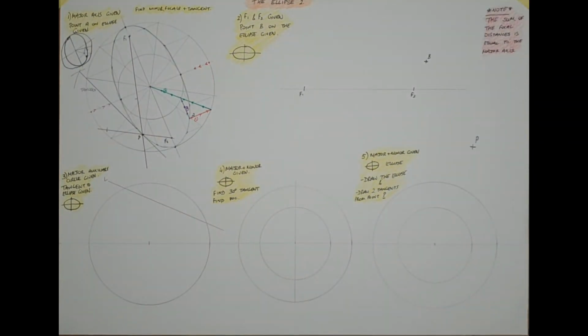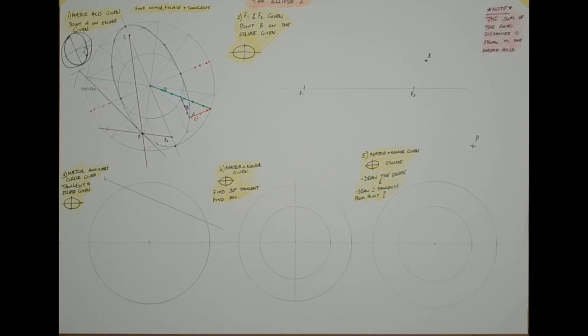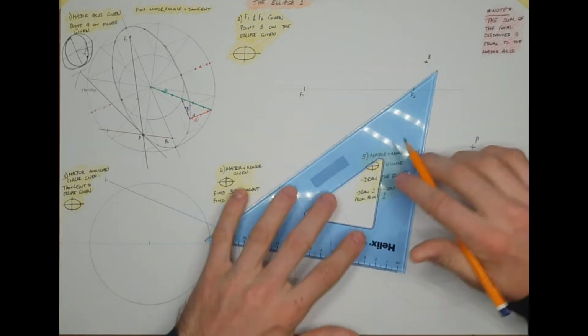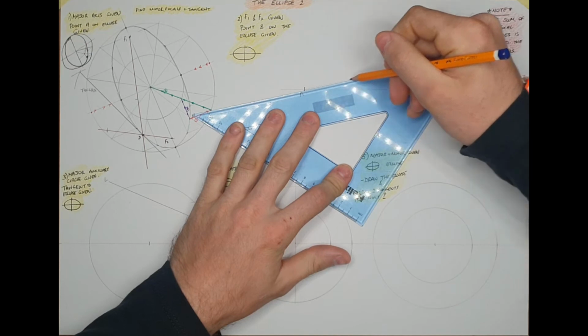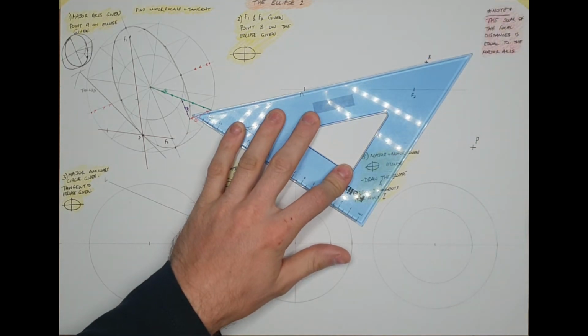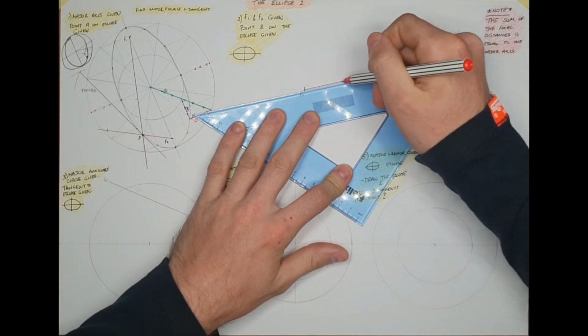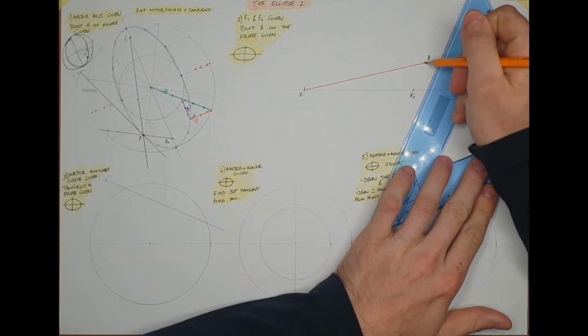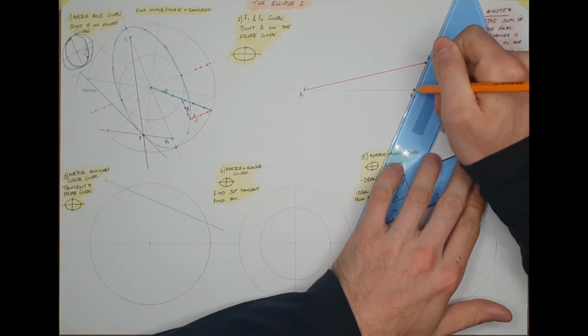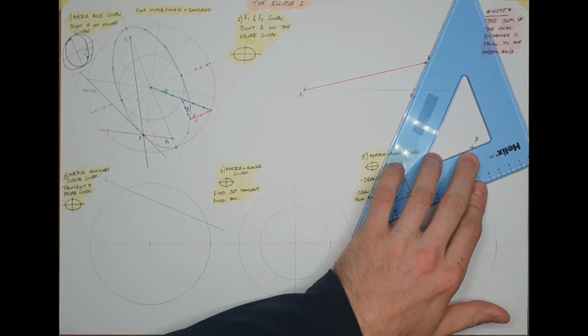I'm going to start off here by joining each focal to that point B right there. Point B being a point on the ellipse. So first focal to point B. And I'm going to add some colour to it as well with the fine liner, just to make sure it stands out nicely there. So focal to point B, and I'm going for the second focal to point B right there.